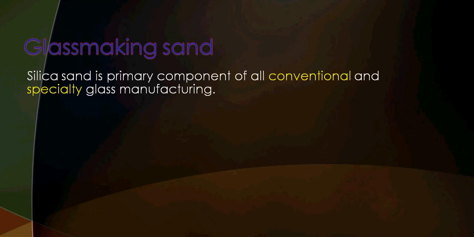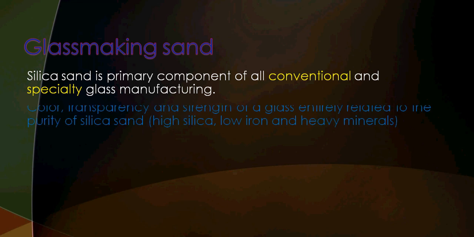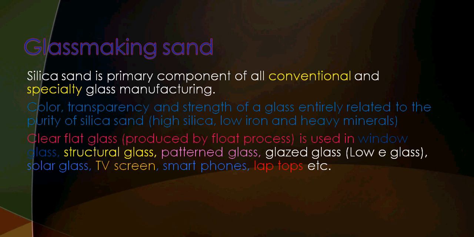Now let us discuss glass making sand. Silica sand is the primary component of all conventional and specialty glass manufacturing. Color, transparency, and strength of a glass are entirely related to the purity of silica sand. It means high silica and low iron and low heavy minerals. Clear flat glass is produced by a float process. It is used in window glass, structural glass for buildings, high-rise buildings, pattern glass, glazed glass, which includes low E glass, double glaze or triple glaze, which keeps your air conditioning cost low because it does not allow the flow of heat across the glass.